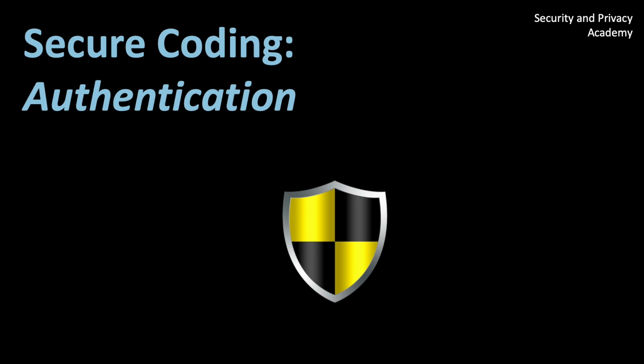In this segment we'll explore the importance of robust authentication mechanisms and discuss best practices to enhance the security of your applications. Authentication is the process of verifying the identity of users before granting them access to protected resources. It plays a critical role in securing user accounts and sensitive information. Let's take a look at some code examples to illustrate secure authentication practices.